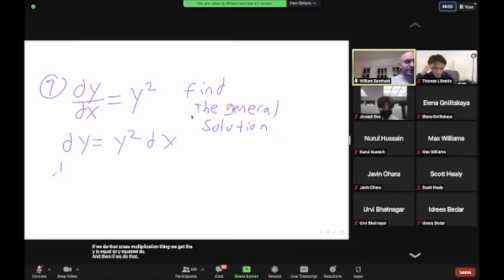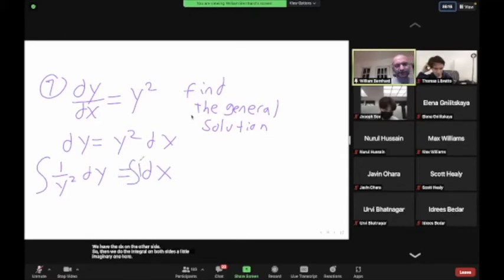And then if we do the division, we wind up getting 1 over y squared dy, and we have the dx on the other side. So then we do the integral on both sides. A little imaginary 1 here. Don't fall for the trap. This is not a natural log question.